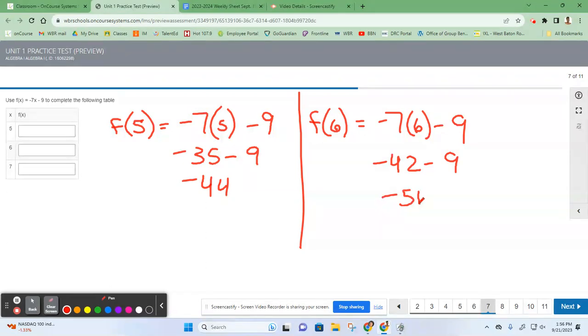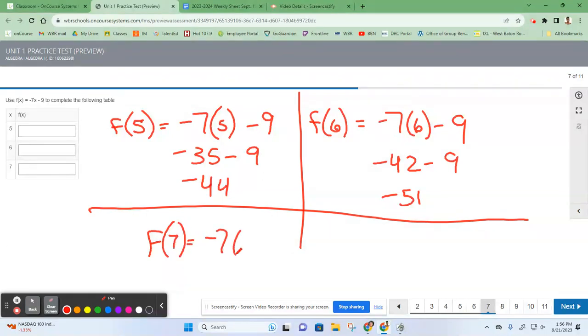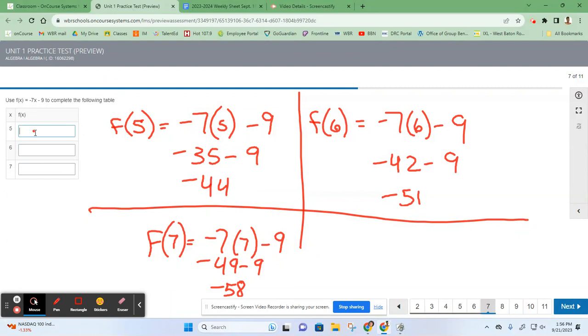And then finally, f of 7, negative 7 times 7 minus 9 is negative 49 minus 9. Same signs add and keep gives me negative 58. I'm going to go ahead and pop those in here. So this is negative 44. Did I type negative? Nope, I didn't get that negative in there. We get that negative in there. Negative 44, negative 51, and negative 58. Good.